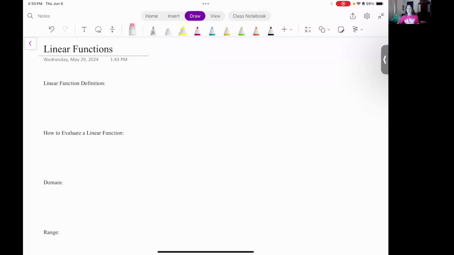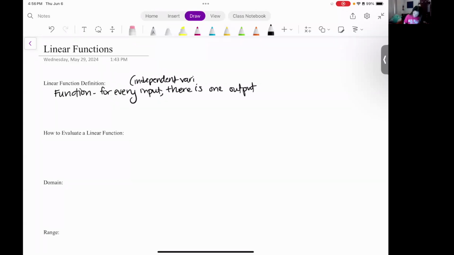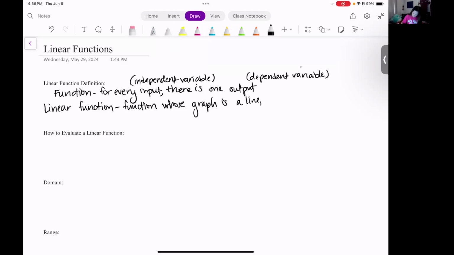And a linear function is a function that takes on a consistent rate of change with a specific y-intercept. The function has, for every independent variable, which is the input, one output, which is the dependent variable.